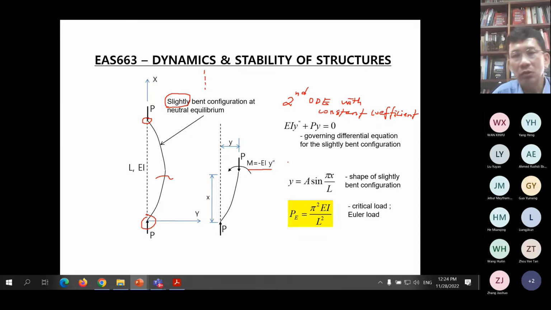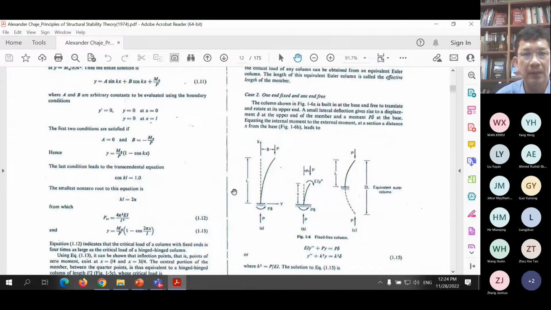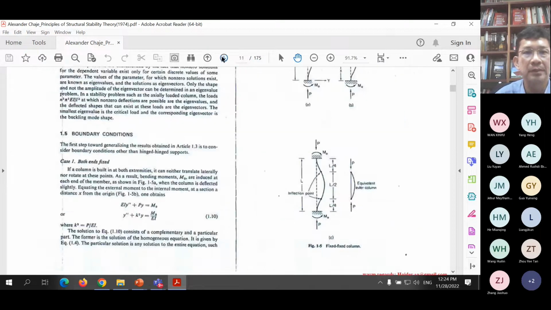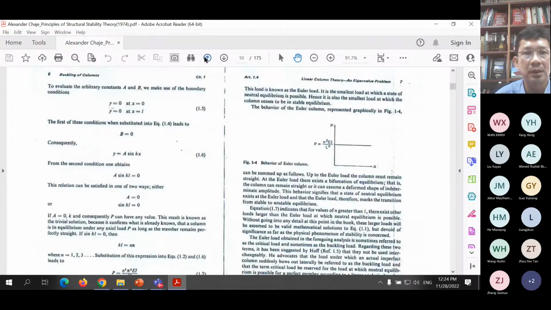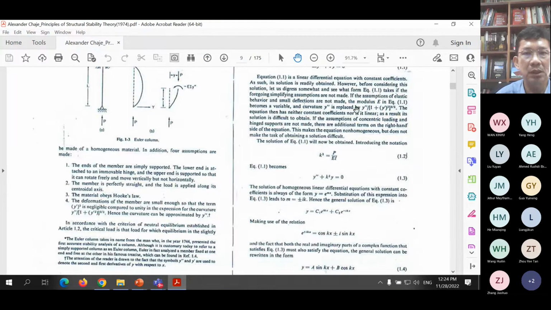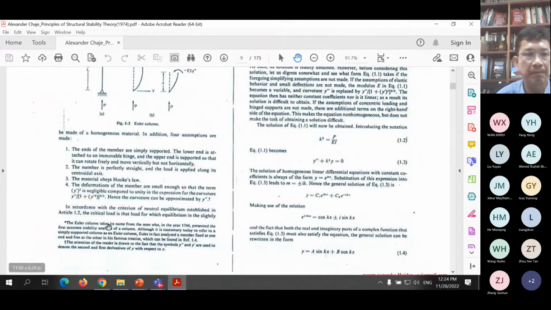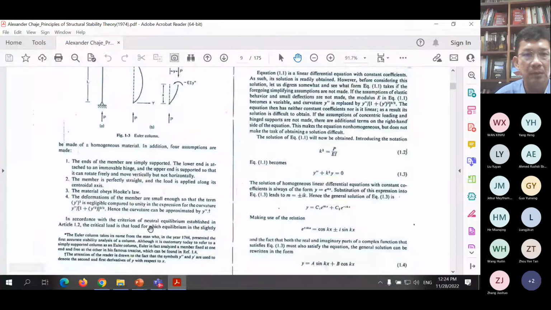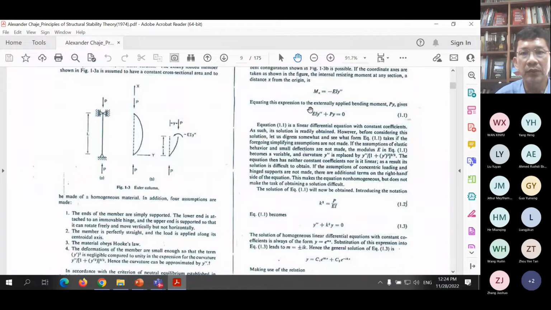Now, in order to solve this, let me go to the detailed process here. I am going to refer to this. You can read through all the necessary, very detailed process again here. So we first reach this, as I show on the slide, EI y double prime plus P y.